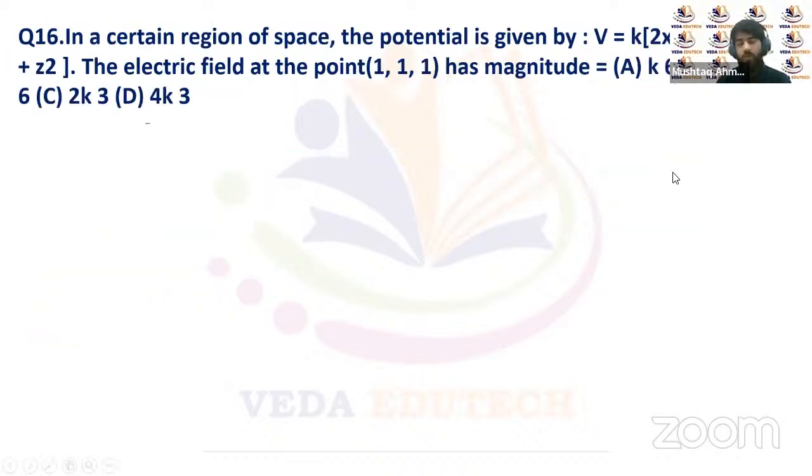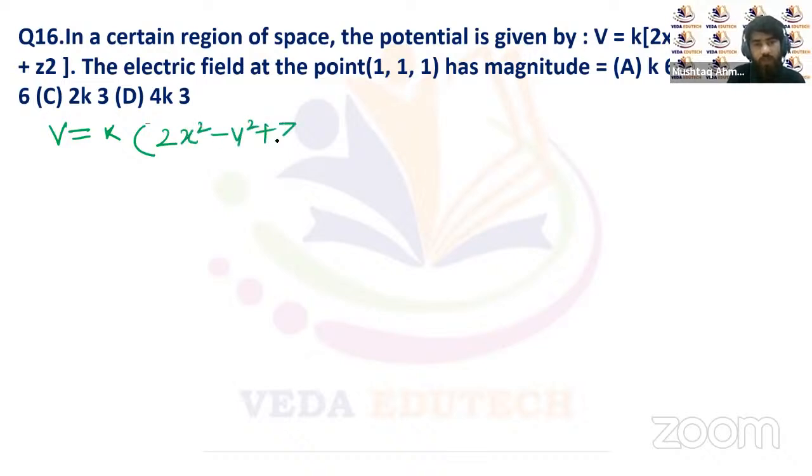Now let's talk about question number 16. The question says that in a certain region of space, the potential is given by k multiplied by (2x square minus y square plus z square). The electric field at the point (1, 1, 1) has magnitude, right? We have to find the electric field because of this varying potential at the coordinate (1, 1, 1).